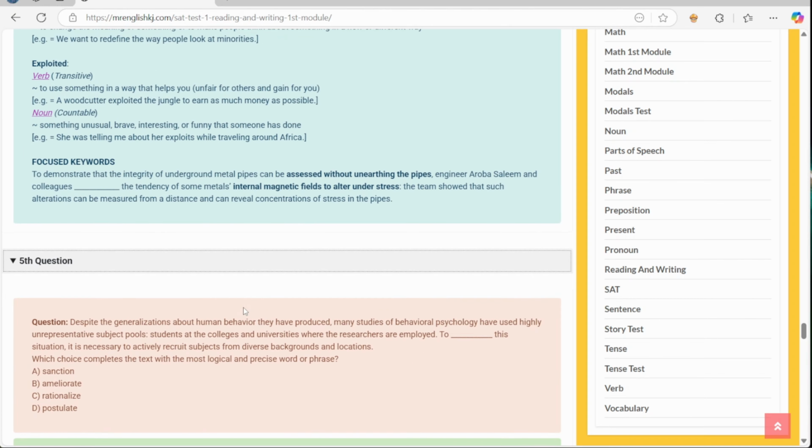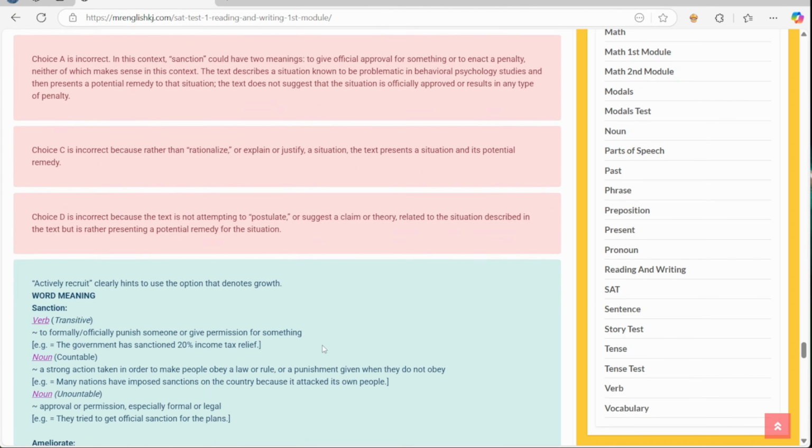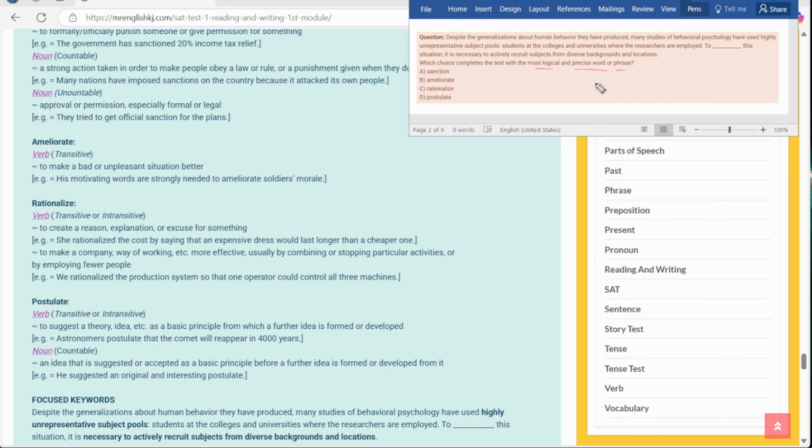Fifth, pause and understand. Okay. Again, find the most logical and precise word. The keywords we see here tell you they were doing psychological research. They used highly unrepresentative subject pools. Now, if you don't know unrepresentative, always remember in English there are not that many words. Obviously, there are tons of them, but not unlimited. What they generally do is use suffixes and prefixes. They add something in front of the word or back of the word, and then they create a new word.